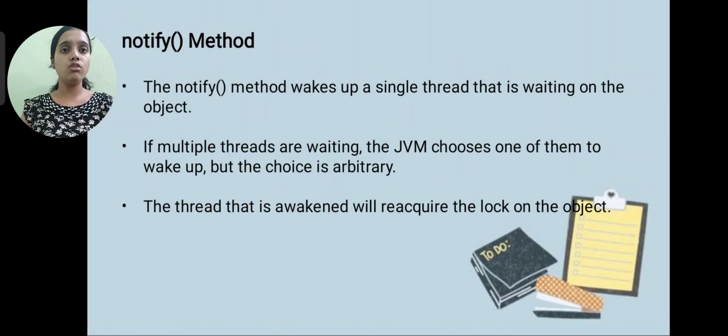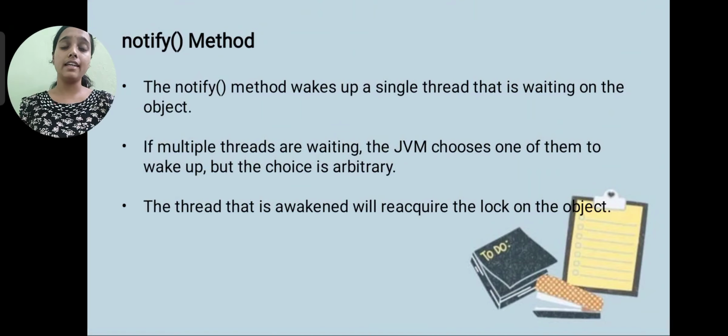Now how do we know that a particular thread has been completed? By using the notify method, it wakes up a single thread that is on the waiting object. So this notify method is used to wake up a thread that is in the waiting state, only a single thread. If multiple threads are waiting, the JVM chooses one of them to wake up, but the choice is arbitrary. The thread that is awakened will reacquire the lock on the object.